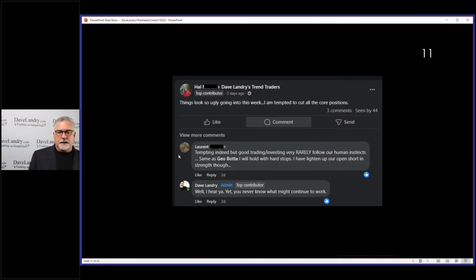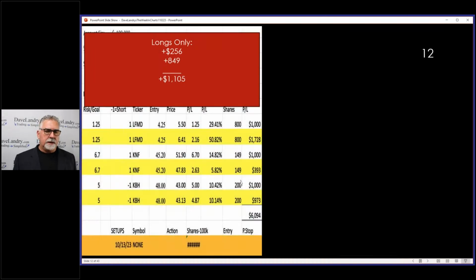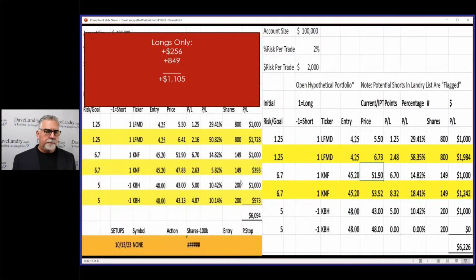And like I said, I hear you. And the thing is, you never know what might continue to work. So if you take a look at the portfolio from when Hal posted, you can see where we're up about 6K. And then I just took a snapshot in the middle of the day, and it's going to actually look a little bit better than this. And we were up to 62.26.